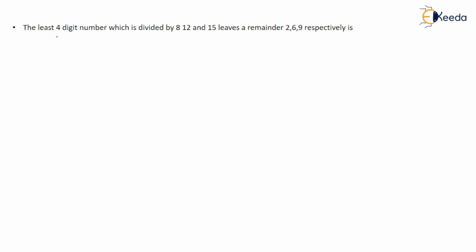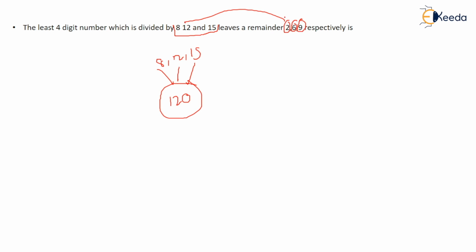So here is a question. Find the least 4-digit number which when divided by 8, 12 and 15 leaves a remainder 2, 6 and 9. So divided by means what? LCM. So for 8, 12 and 15 you have to find the LCM of it. The number that comes to my mind is 120, which can divide all those three. But I told you that this K is constant, or the remainder changes. So you will subtract this from this and this from this.